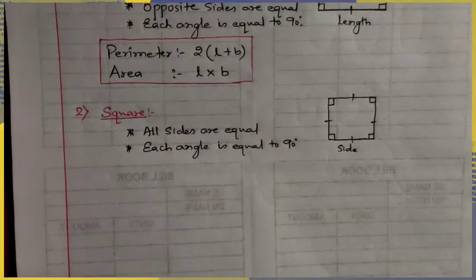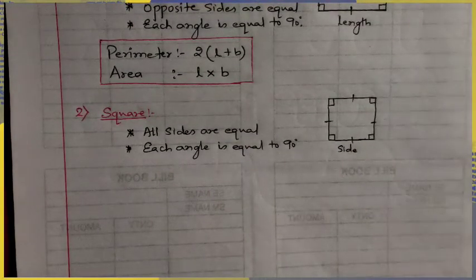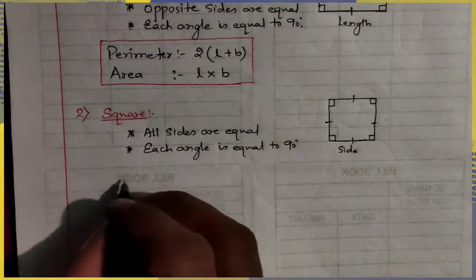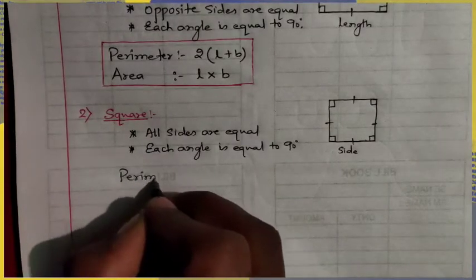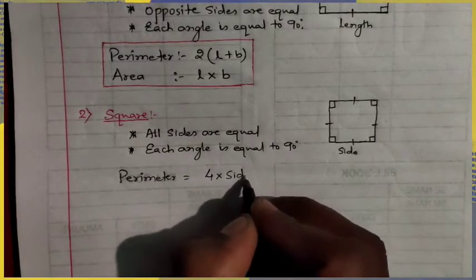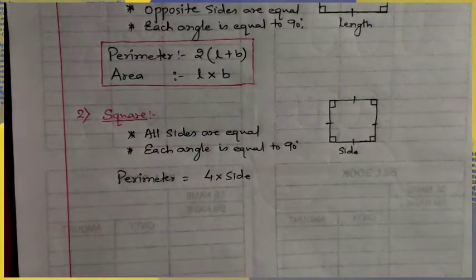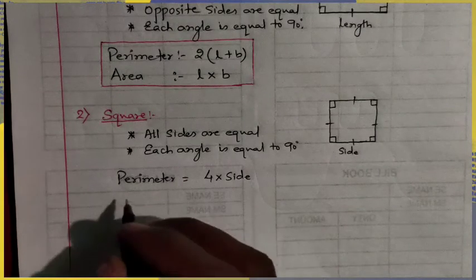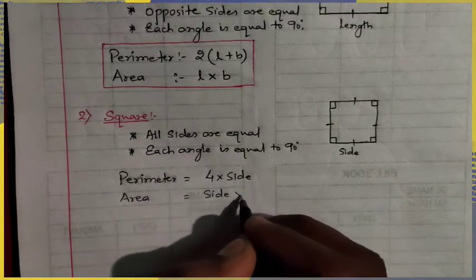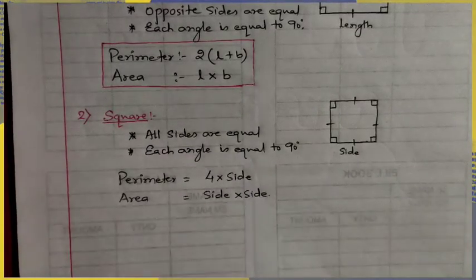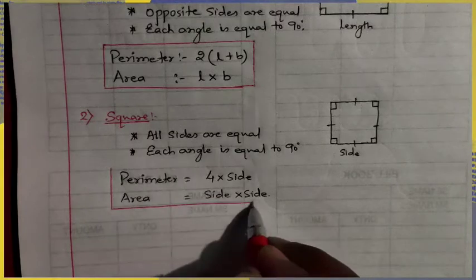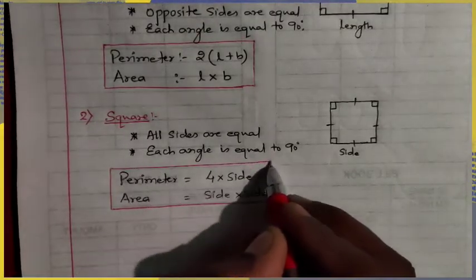Now the formula for calculating perimeter of a square and area of a square. The formula for calculating perimeter of a square is 4 into side. The value of side multiplied by 4 will give the perimeter of the square. And area of a square can be calculated as side into side. These two formulas we have to use while solving questions related to square.